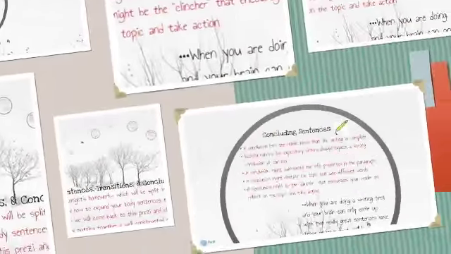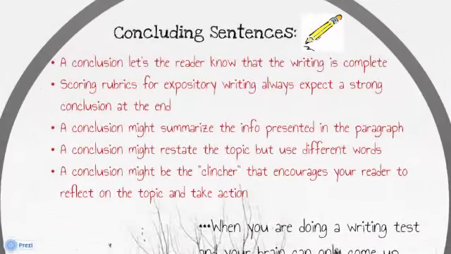So let's get started. So, concluding sentences. What do we know about them? Well, a conclusion really lets the reader know that your writing is done, that you're complete. Scoring rubrics for explanatory, that says expository, but we're moving from expository to explanatory. It means the exact same thing. Always expect that you're going to have a strong conclusion at the end.